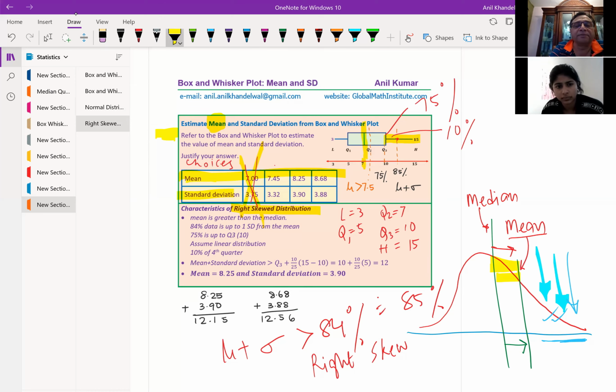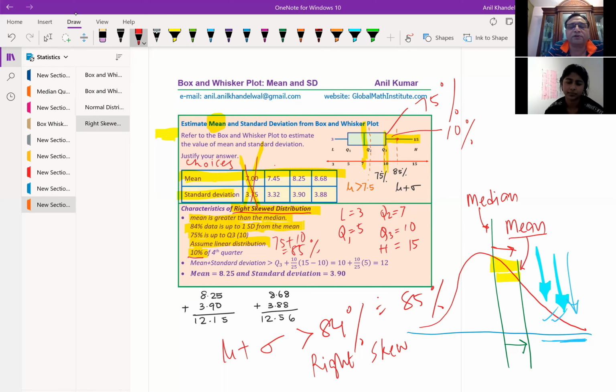Just to summarize our learning, the mean is greater than the median. 84% of data is up to one standard deviation from the mean, and this is for a normal distribution. 75% is up to Q3, you know that. That is standard for any box and whisker plot. Assuming a linear distribution, instead of 84, we are going to 75 plus 10%, which is 85%. So we came to this number, 75 plus 10, which is 85%. Is it clear to you? Since it is right skewed.